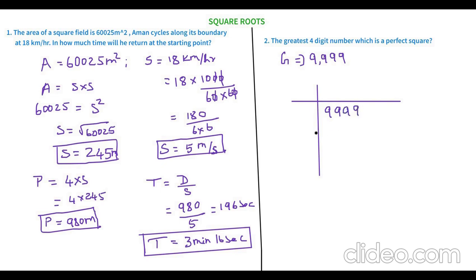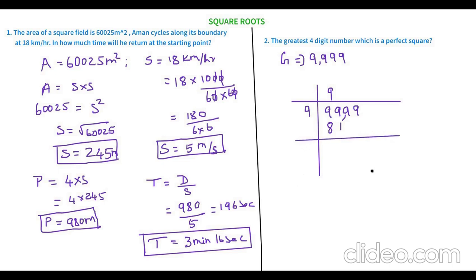9,999. So what is the first step we do? Right, we pair it. We pair the numbers from the right side. So I'm just pairing it. Now we have a 99. We always write the numbers in square. So the highest square is 9 times 9, which is 81. So now we have got 9 times 9 is 81.